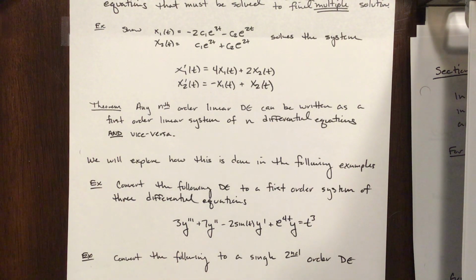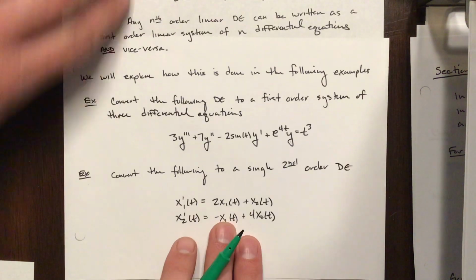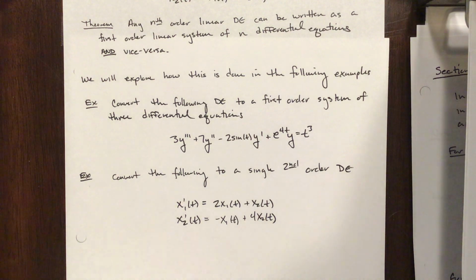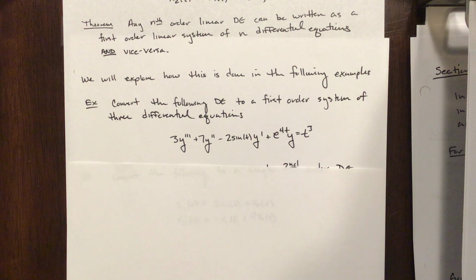In addition, we'll make use of this very powerful theorem. It says any nth order linear differential equation can be written as a first order linear system of n differential equations and vice versa. So we'll do an example demonstrating each way of that theorem. So what you have here is a third order differential equation. What we're going to do is convert that to 3 first order differential equations.